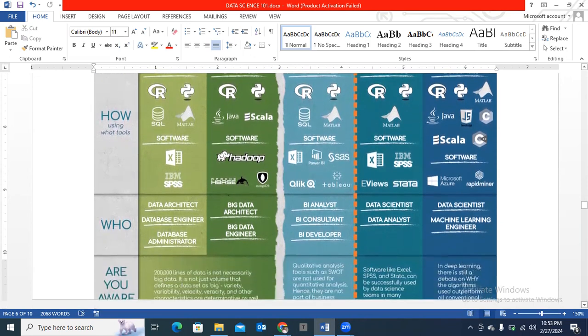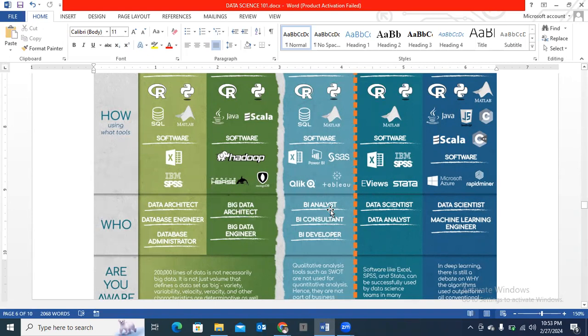Okay, so who are those? The careers that fit into this. In traditional data, I talked about data architect, the person who designs a database, the database engineer, the database administrator. These are the people who work here. At big data, we have big data architect, big data engineer.